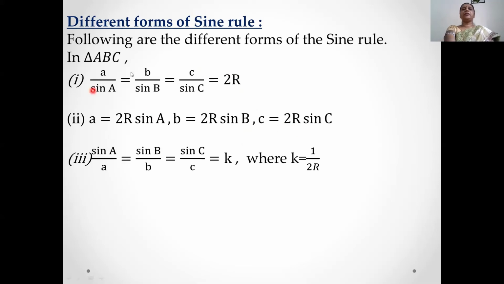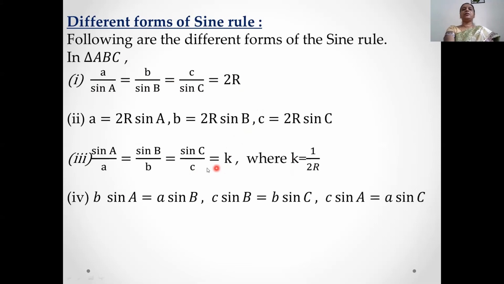Again, if we take the reciprocal of this, a/sin A = b/sin B = c/sin C, here we get 1 upon 2R. Suppose that 1 upon 2R is equal to k, and the equation becomes like this after taking the reciprocal.